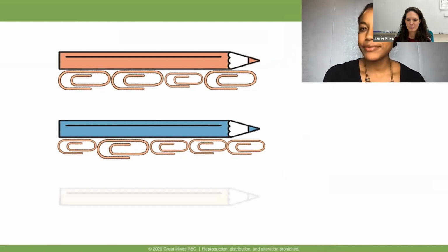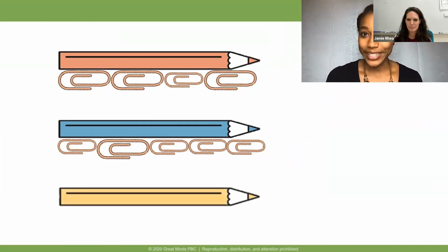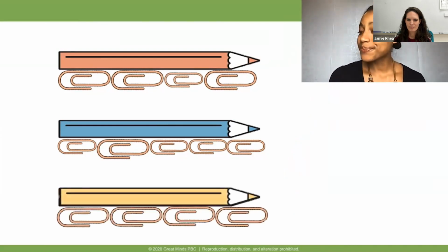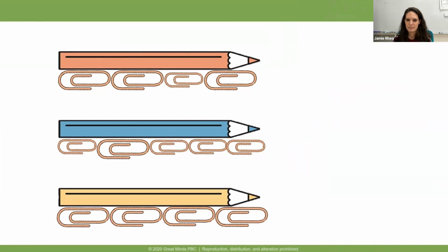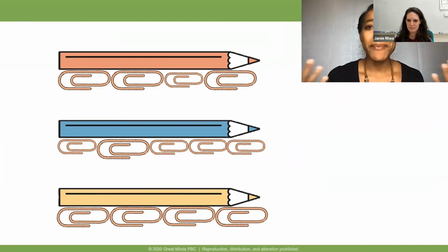Let's try again. This time, let's measure the yellow pencil. Let's count to see how many paper clips it took to measure the yellow pencil. Go ahead and count in your head. How many did you get? I see that too. The yellow pencil is a little bit shorter than 4 paper clips. Mathematicians, why do we keep getting different measurements?